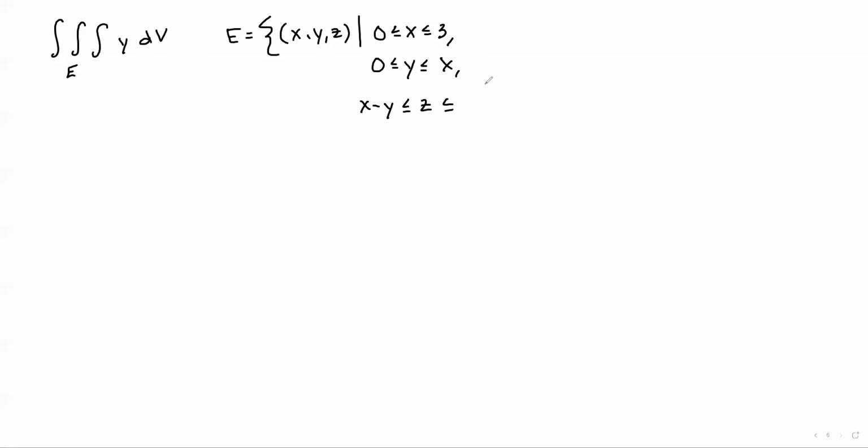And they tell us that E equals x, y, z where 0 is less than or equal to x less than or equal to 3. We have 0 less than or equal to y less than or equal to x. And we have x minus y less than or equal to z less than or equal to x plus y.